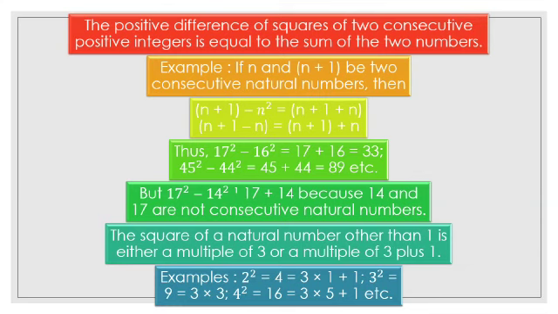The square of a natural number other than 1 is either a multiple of 3 or a multiple of 3 plus 1. Example, 2 squared equals 4 equals 3 into 1 plus 1. 3 squared equals 9 equals 3 into 3. 4 squared equals 16 equals 3 into 5 plus 1, etc.